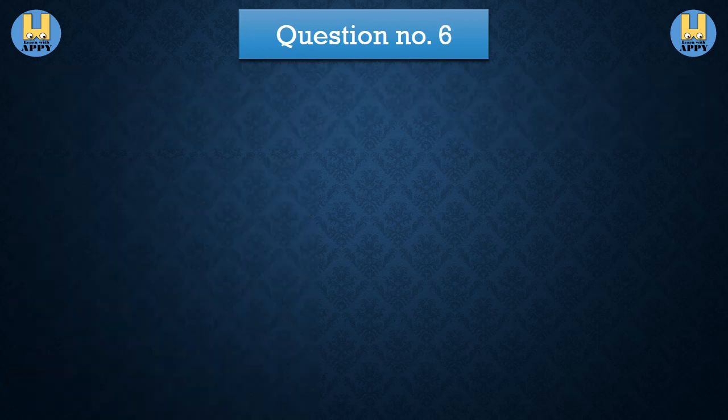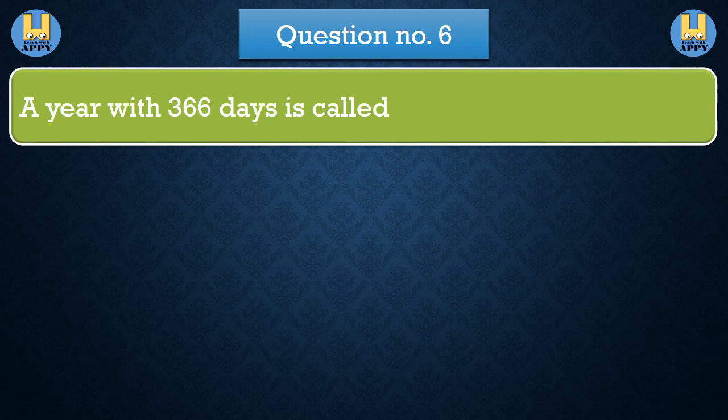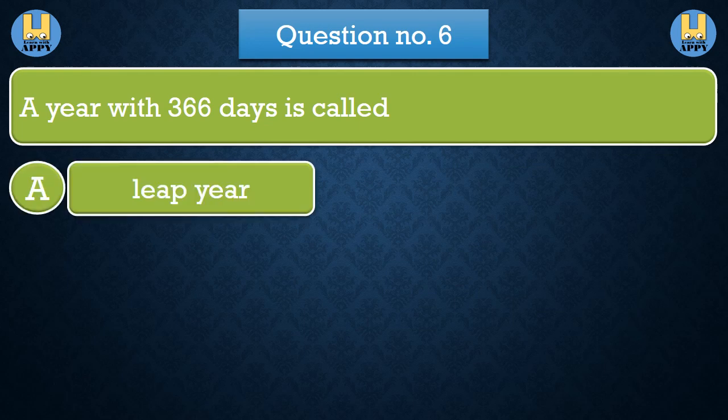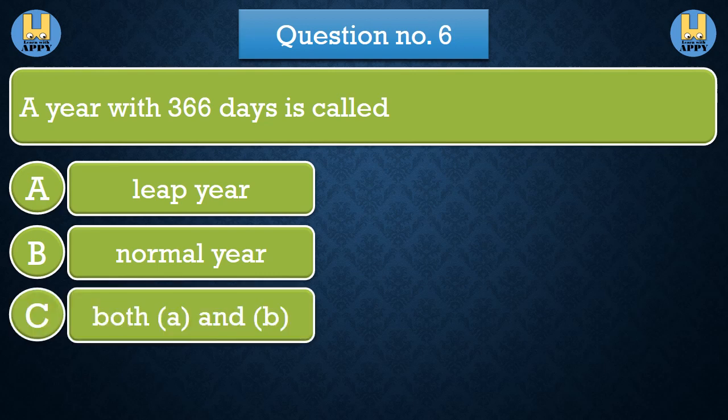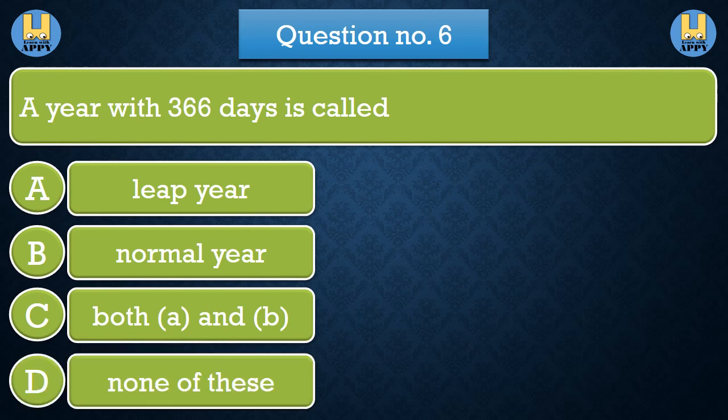Question number 6. A year with 366 days is called: Option A, leap year. Option B, normal year. Option C, both A and B. Option D, none of these.